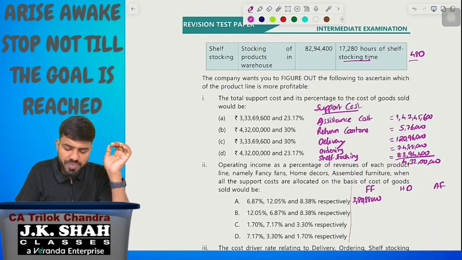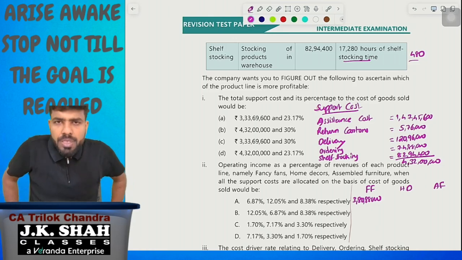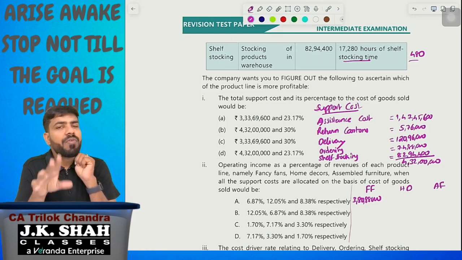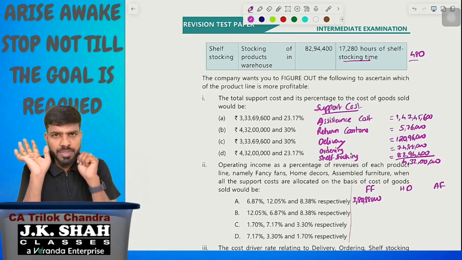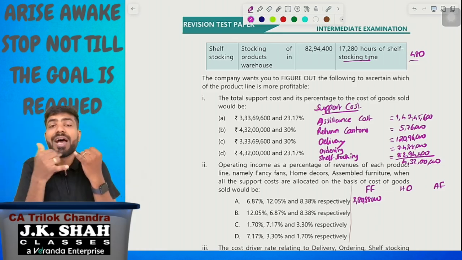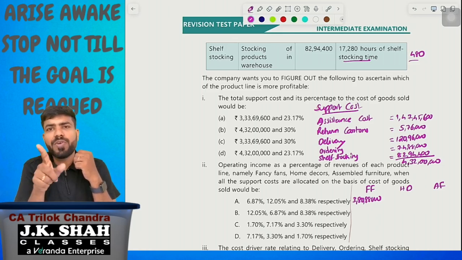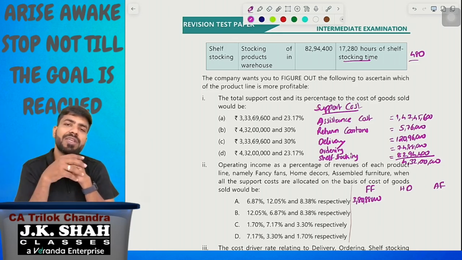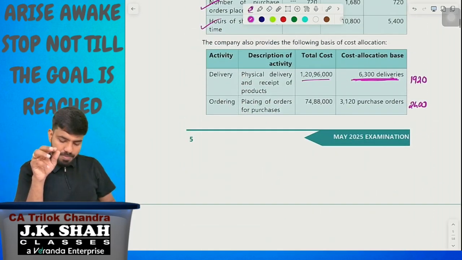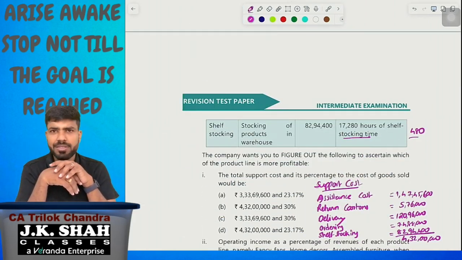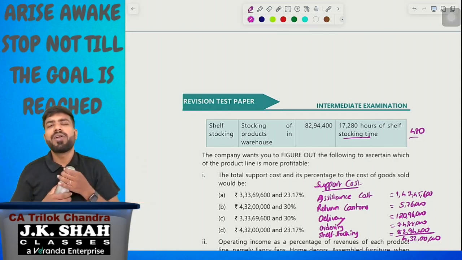Now, company wants you to figure out the following to ascertain which of the product line is more profitable. Question is very simple. There are 3 products in the company. For all the 3 products, they given the sales and cost of goods sold, and then they given support cost details. Initially, one of the support cost is assistance over a phone. For each item, it will cost 1 rupee. In the last year, some 45 lakh rupees is the cost. Apart from that, what are the supporting activities? Delivery, ordering, shelf stocking. These are support activities to make the sales. Are you understanding?